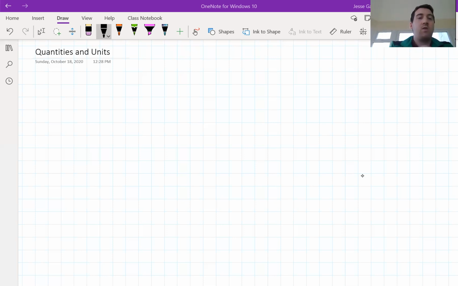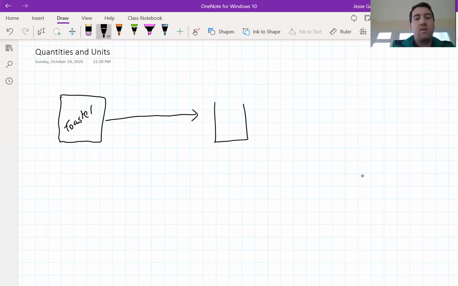So we're going to jump straight in and look at an example. If we have a toaster, when a toaster is on, it's transferring energy to bread. It makes toast. This is bread. We say that energy is transferred.